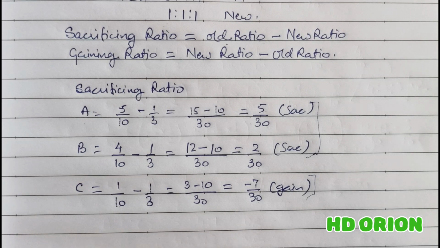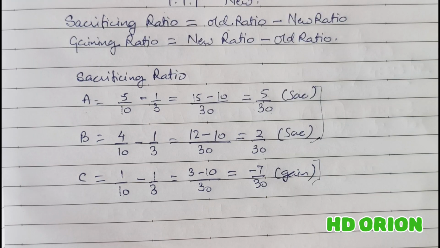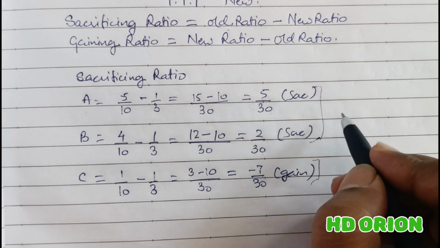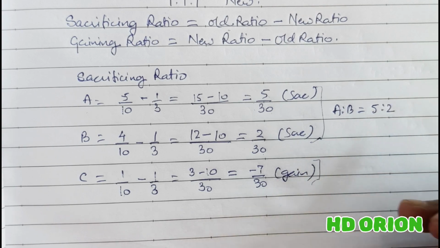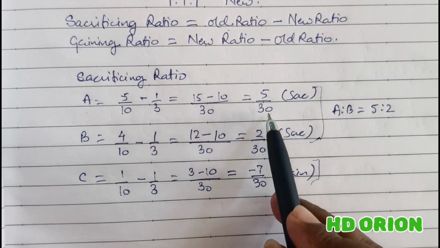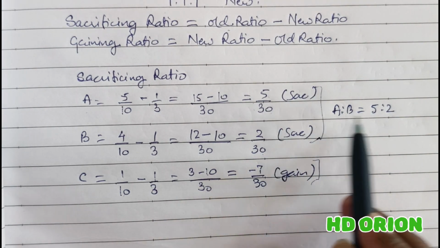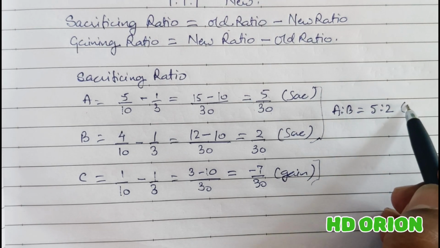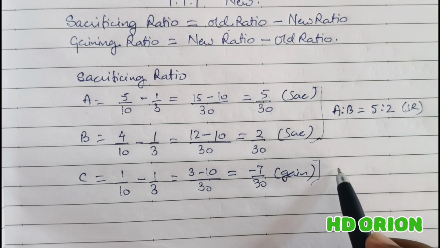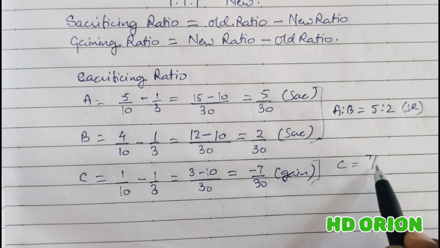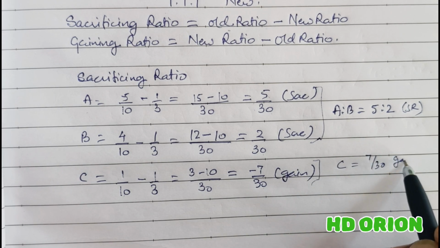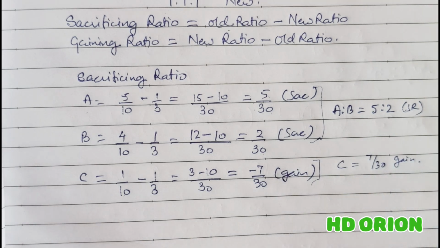So let us move on to case 4. And you can say that A and B's sacrificing ratio is 5:2. How 5:2? Because the denominators are 30, you can take numerators as the ratio. This is the sacrificing ratio of A and B. And C has gained 7 by 30 of the total profit of the firm.